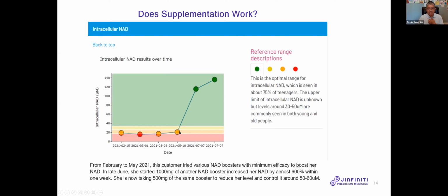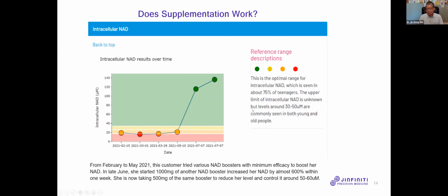Then we started using another NAD booster that I cannot really disclose. And we got her level to over 100 micromole, 120 micromole. And that was great, that was interesting. But since then, I don't want her level to be above 100 micromole, so we decreased the dosage, and now her level is right around 50, 60 micromole.